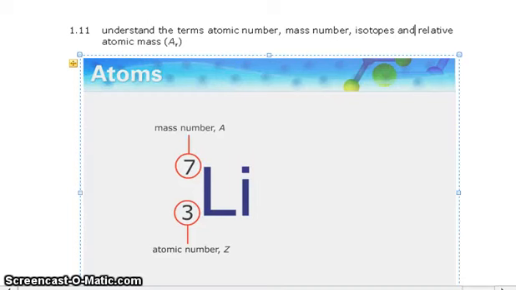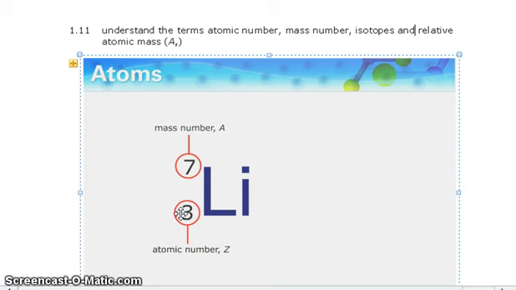Okay, so understand the term atomic number, mass number, isotope, and relative atomic mass. There's quite a lot in this statement actually. So look at the first bit. So understand the term atomic number. So the atomic number can also be called a proton number. It's this one at the bottom here.